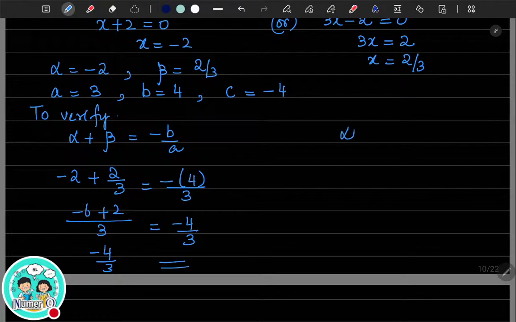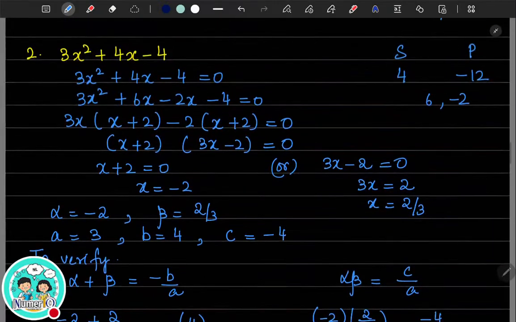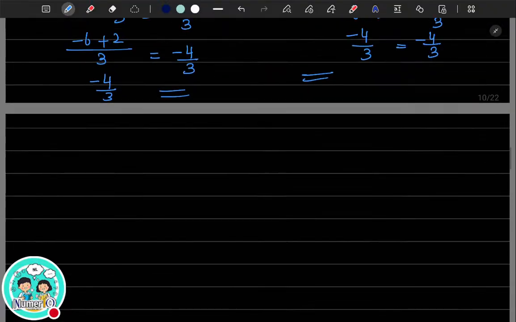And the product of zeros, alpha beta is equal to c by a. What is alpha? Minus 2 multiplied by 2 by 3. So you have minus 4 by 3 is equal to c by a. C is minus 4, a is 3. So LHS equal to RHS, hence verified. Okay, so this is how you have to do. Let us move on to the next question.